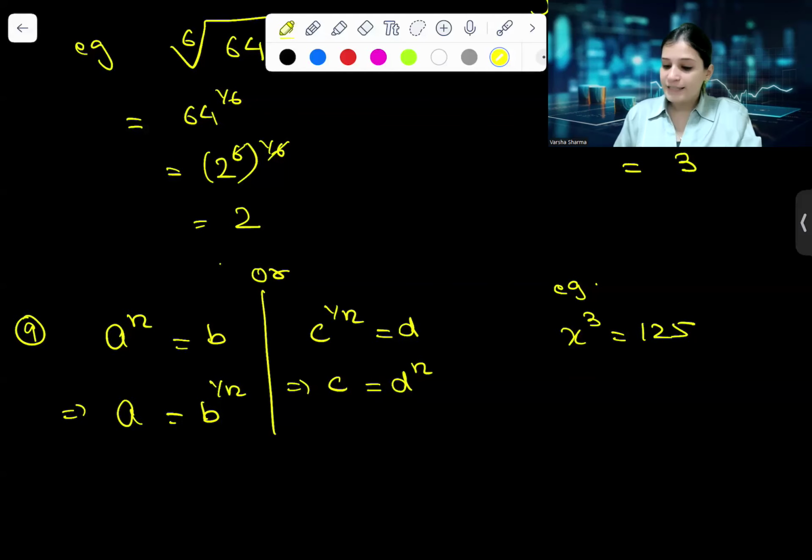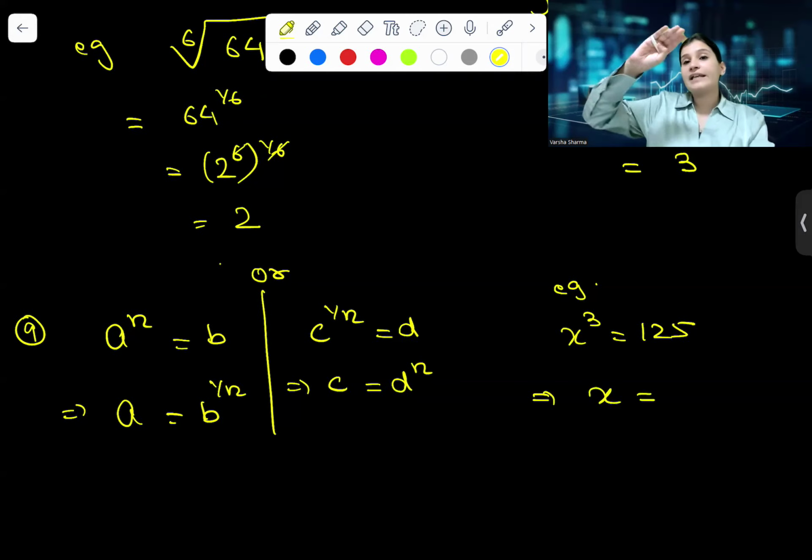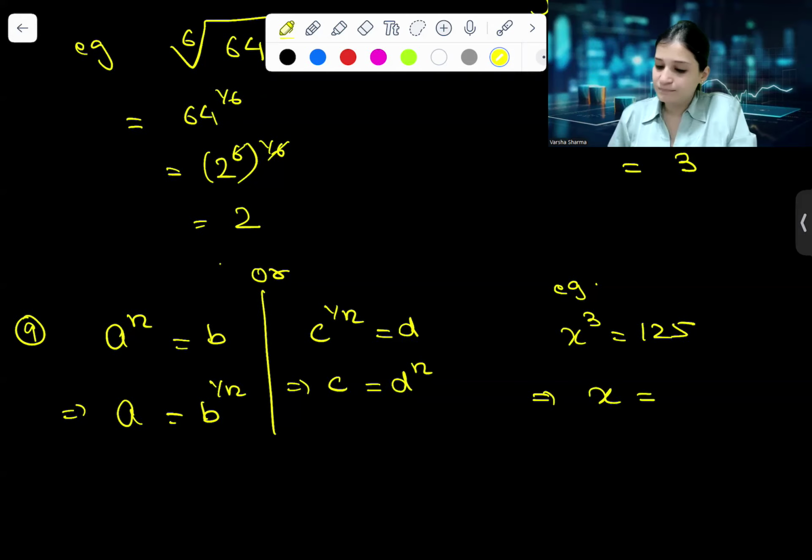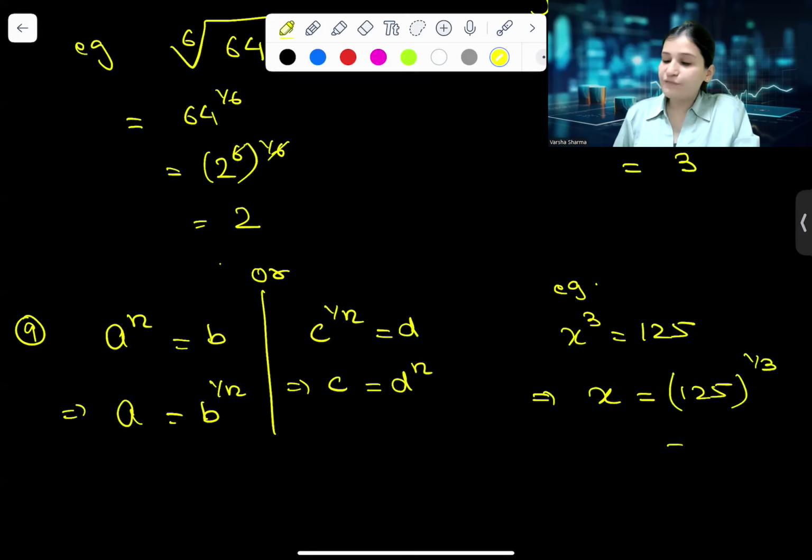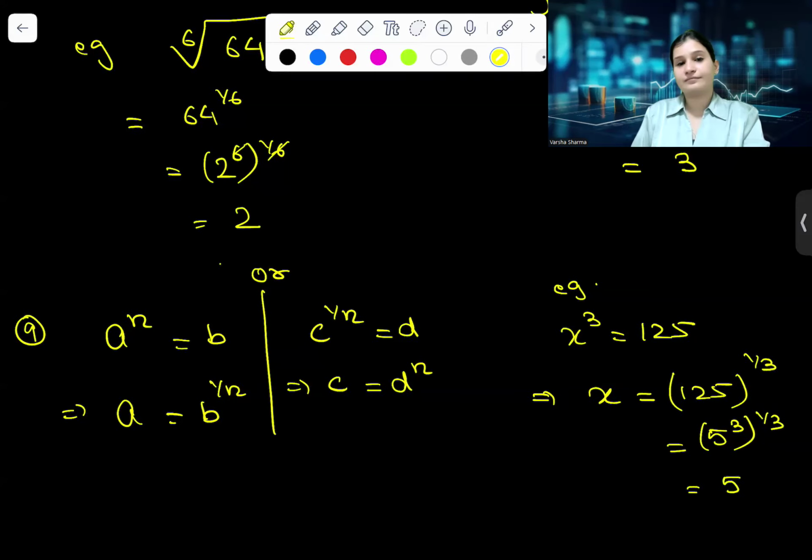In this scenario, if I want to find x, I want to leave x alone. So power 3 goes to the other side and it will become 125, the whole power 1 by 3. Now 125 can be written as 5 cube to the whole power 1 by 3. 3 gets cancelled. So the answer is 5. Any doubts?